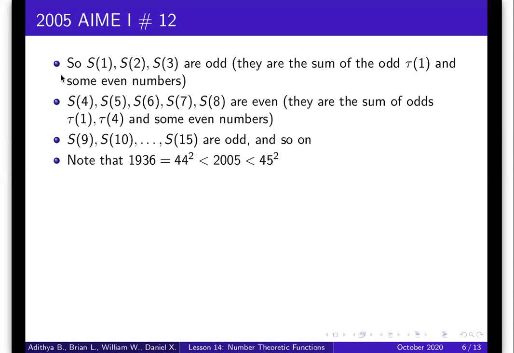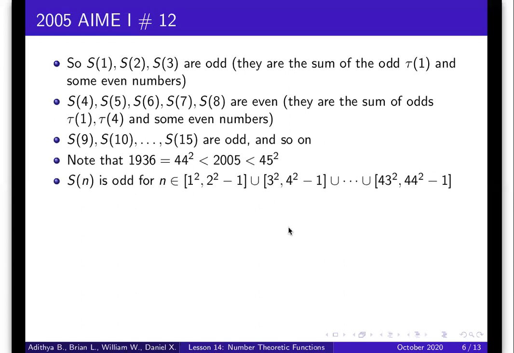So now, from the pattern above, we can extend our logic to determine exactly when S is odd. So under what conditions is S of n odd? Well, S of n is odd when there are an odd number of squares that are up to n.